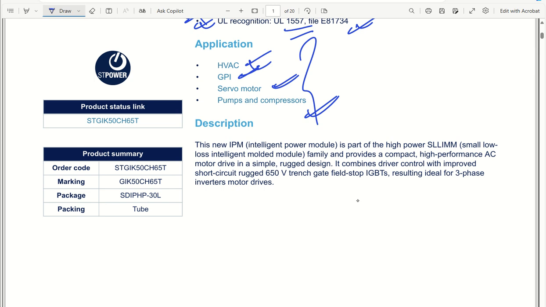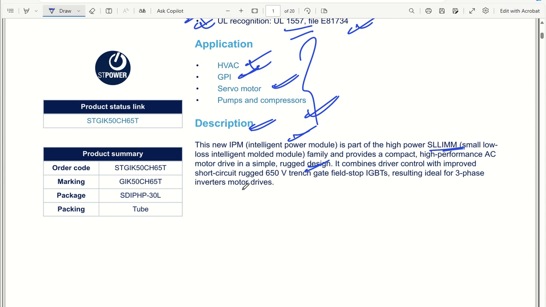Coming back to the description, as you can see, this new intelligent power module is part of the high power SLIM family. SLIM is a trademark, a word used by STM only, a patented word, and its full form is small low loss intelligent molded module. This is a family that provides compact, high performance AC motor drive in a simple rugged design.